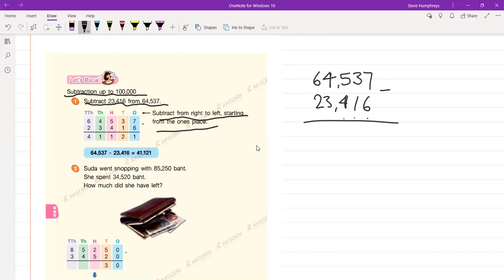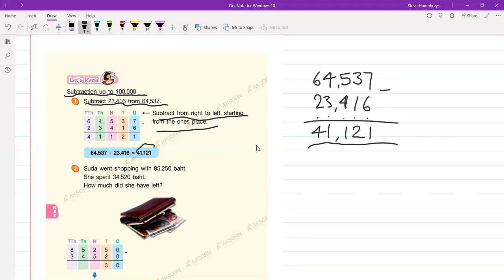Ones, tens, hundreds, thousands, 10,000s. 7 minus 6 is 1. 3 minus 2. Sorry, 3 minus 1 is 2. 5 minus 4 is 1. Put your comma. 4 minus 3 is 1. 6 minus 2 is 4. My answer, 41,121.